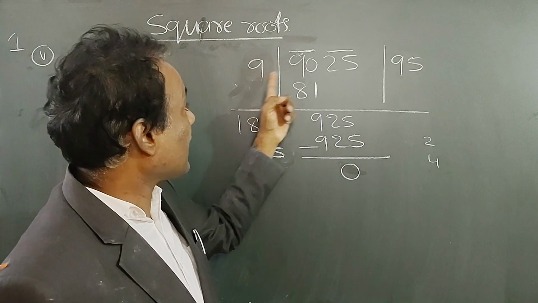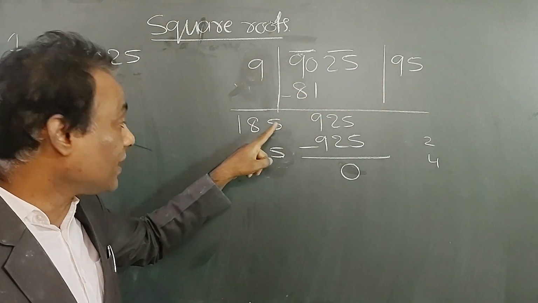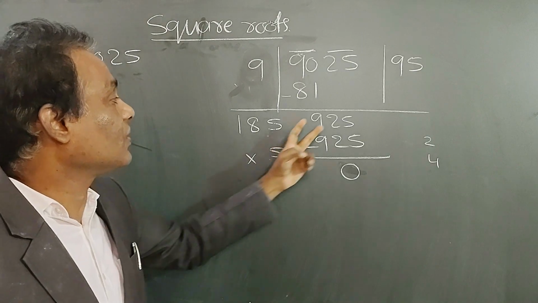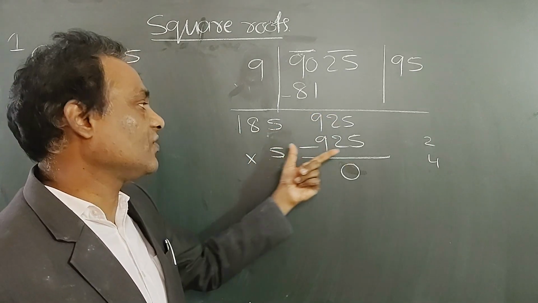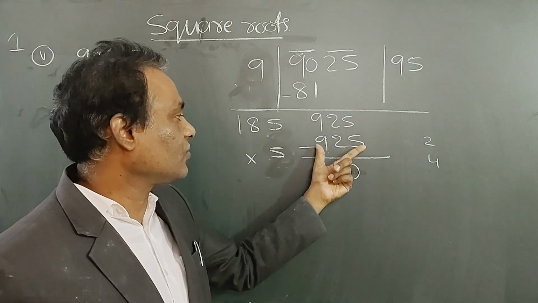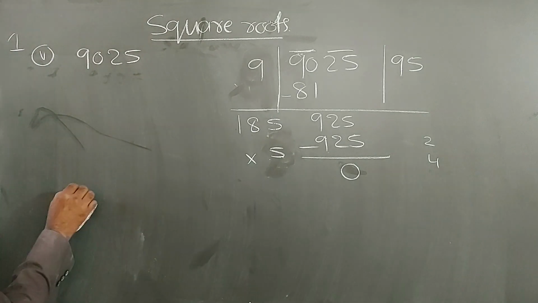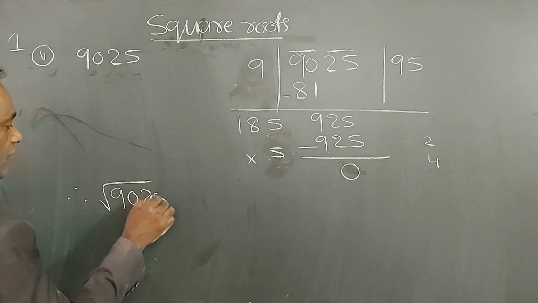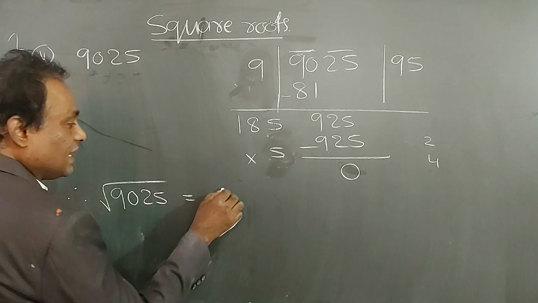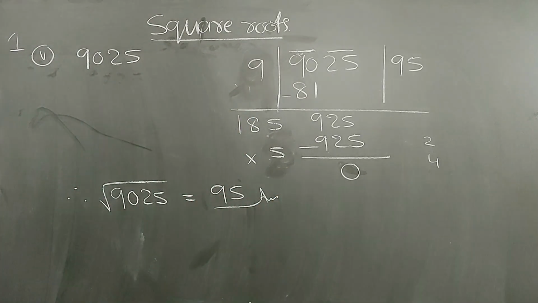So 9 plus 9, 18 we have to write. Write a number here, multiply with the same number, we have to get 925. If you write 5 and multiply with 5, 185 into 5 is 925. 925 minus 925 is 0. So 5 is taken. Therefore, the square root of 9025 is 95. Like this we can find the square roots.